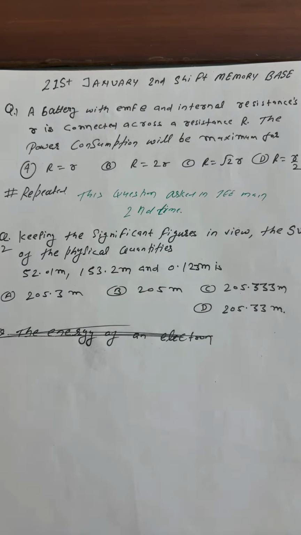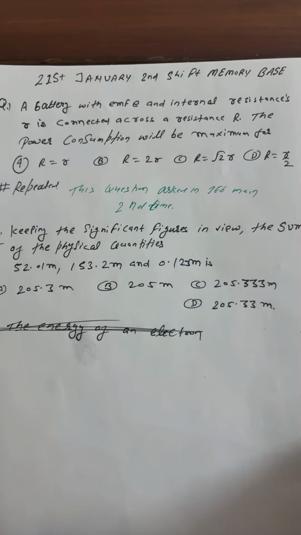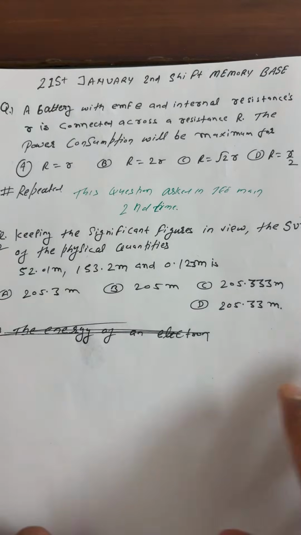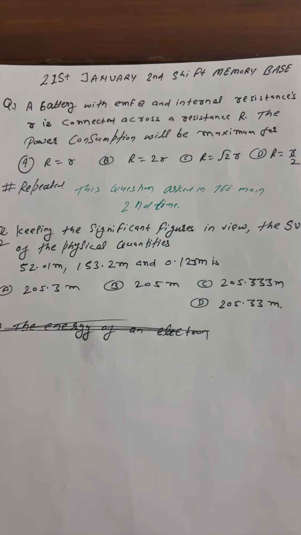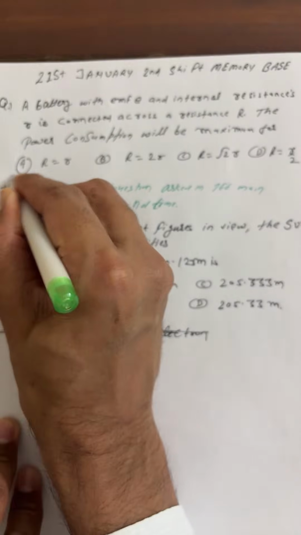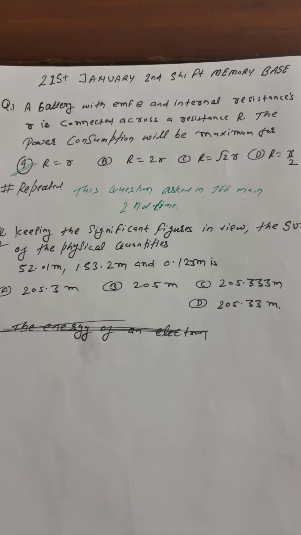What does the question say? A battery with EMF and internal resistance r is connected across a resistance R. The power consumption will be maximum when... Students, this question has been repeated by NTA more than two times, right? I guess this question was asked by one of my students, Karthik, who appeared in 2018. Students, it's a very common derivation of the classroom. So what's the answer? That is option number one. r equals R for maximum power, right?